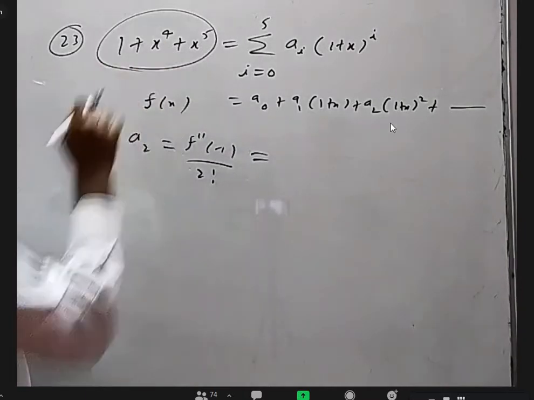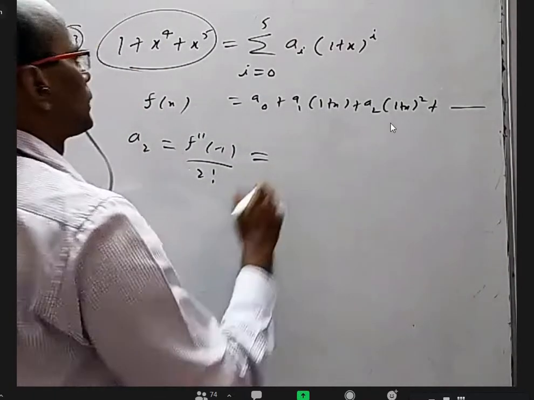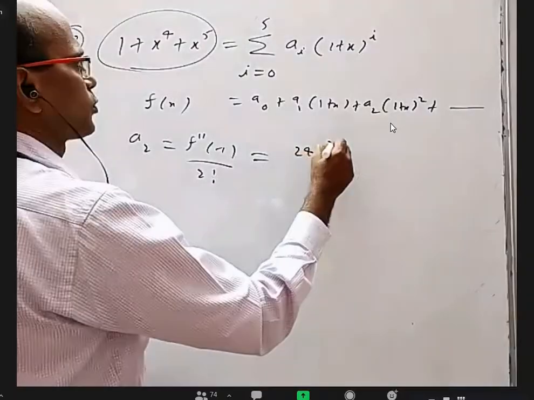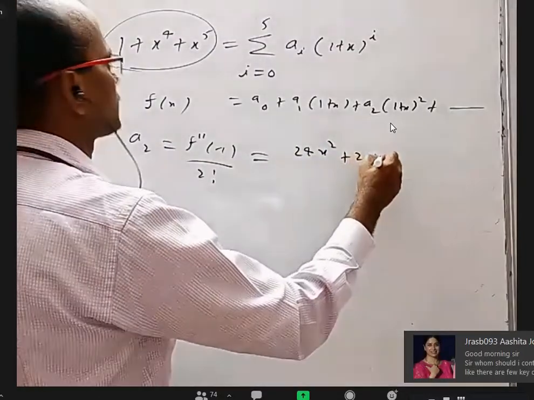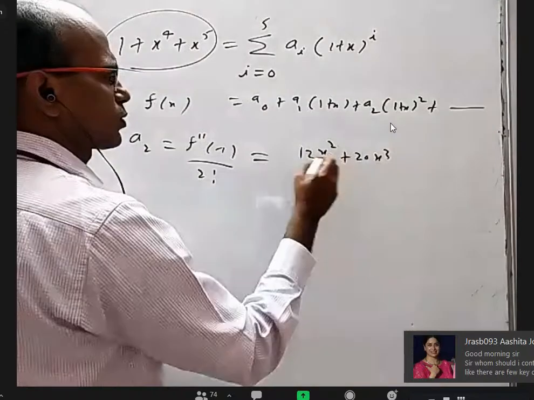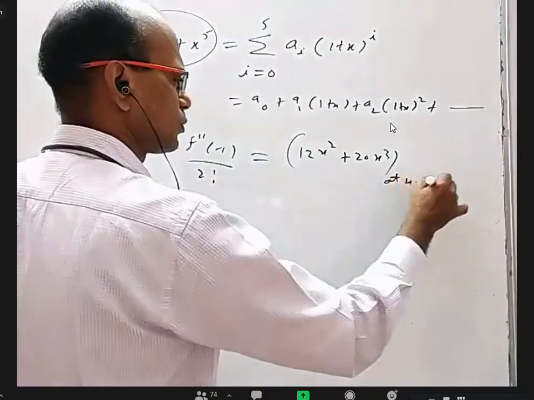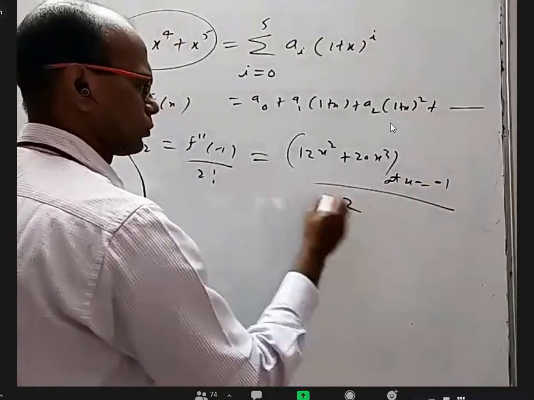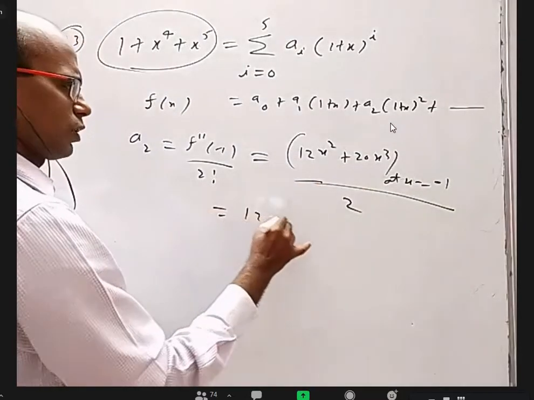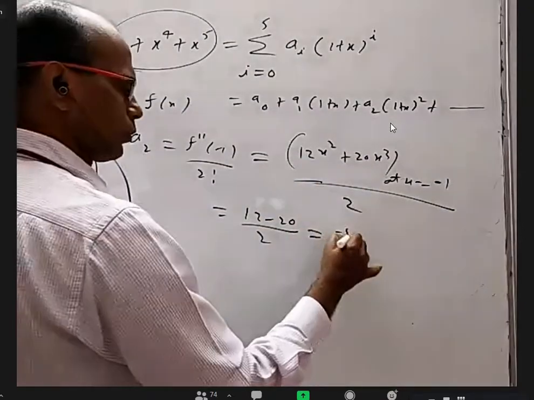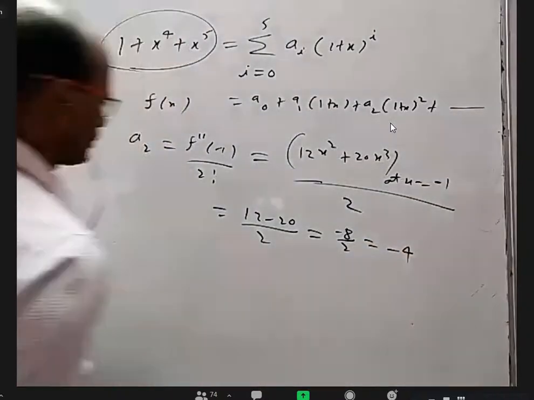So what is the second derivative of this? 12x square plus 20x cube, at x equal to -1, by 2. If I put -1, I'll get 12 minus 20, by 2, which is minus 8 by 2, equal to minus 4.